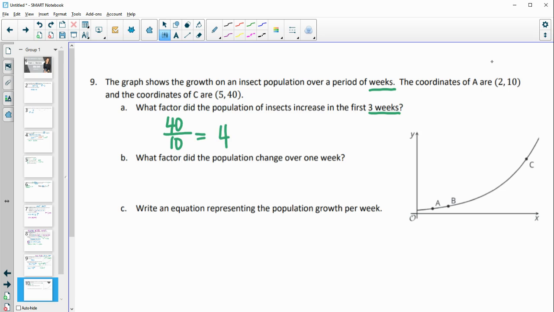So 10 times 4 gets us to 40, so multiplied by 4. What factor did the population change over 1 week? If this is the change in 3 weeks, then we would split this factor into 3 equal parts. So it'd be 4 to the 1/3 power to get us 1 week's growth. So 4 to the 1/3 is a growth factor of 1.587.